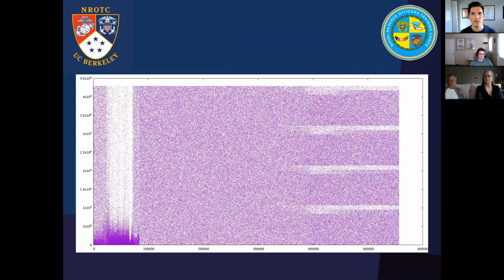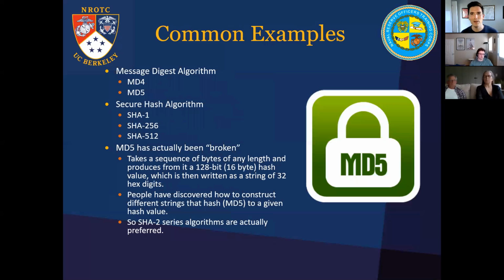I want to skip this for now. We'll come back to this, but we're going to talk about some collisions in hash functions. But first, some common hash functions here. You might have heard some of these or seen them if you clicked on the advanced settings of your internet browser. So MD4 and MD5 are message digest algorithms. Also SHA, or secure hash algorithms.